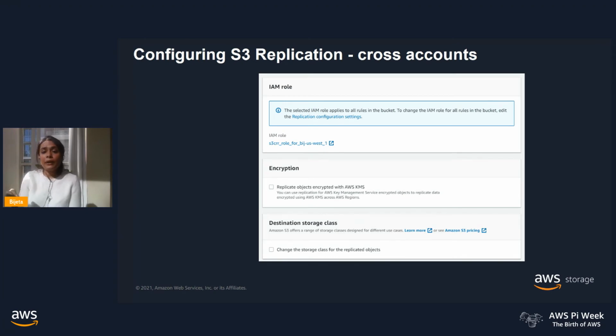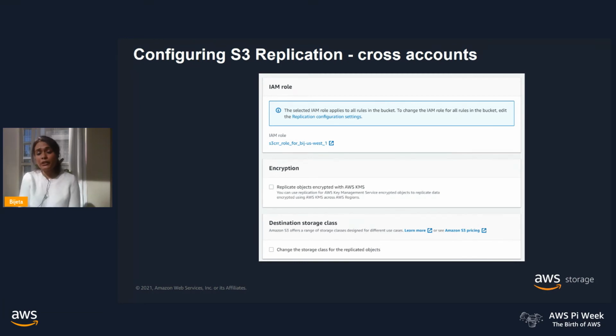Amazon S3 cannot replicate objects without your permission. So you will have to grant permissions with the IAM role that you specify in the replication configuration. Amazon S3 will assume the IAM role to replicate objects on your behalf. Here, I already have an IAM role pre-selected because I have other replication rules on this source bucket.